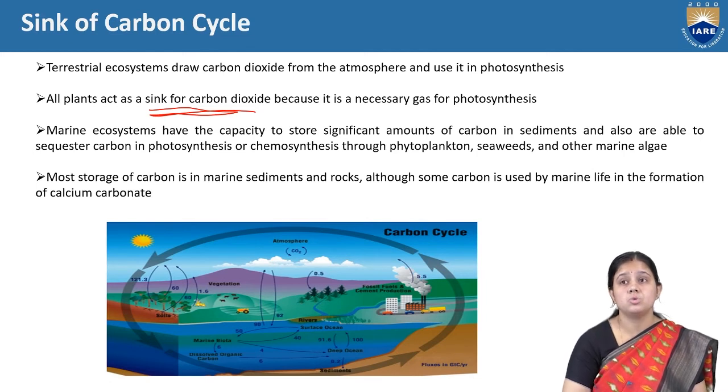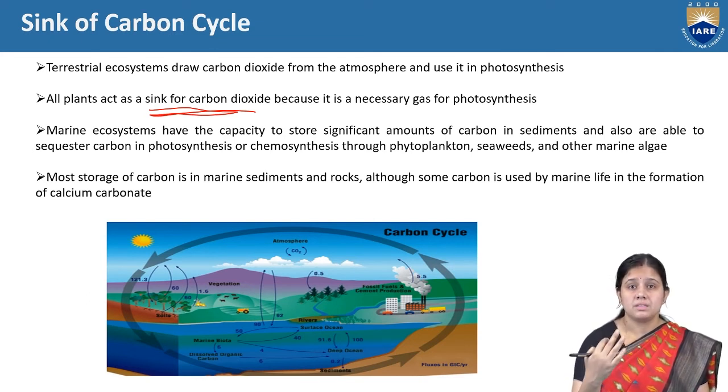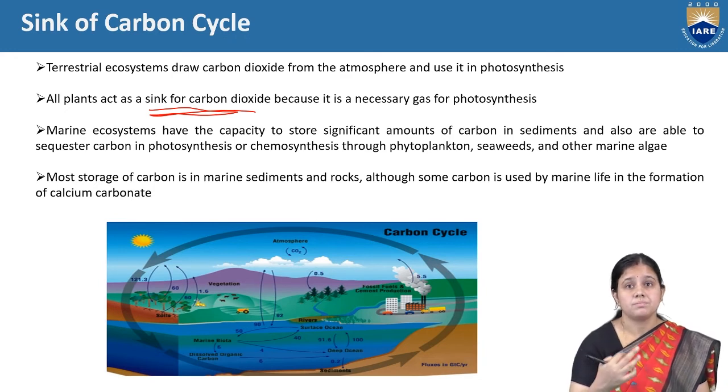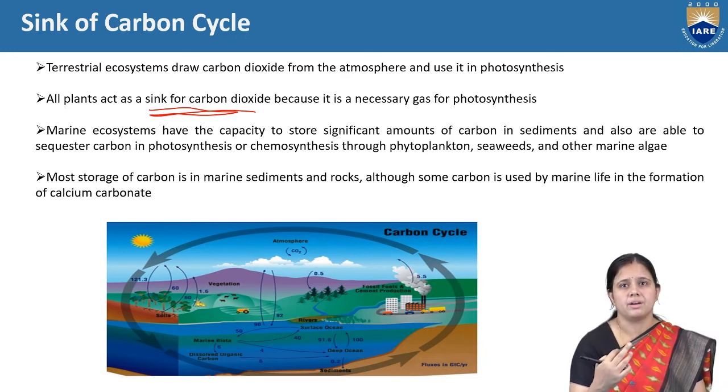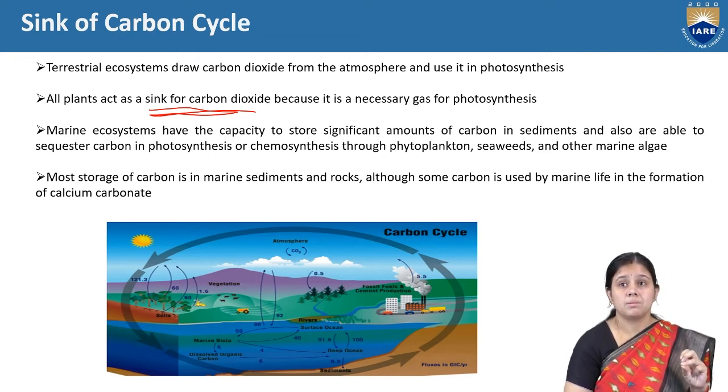And some carbon is used by marine life, like some zooplankton and some organisms present in the rock surface and in the seaweed. So these organisms make this carbon available in the form of calcium carbonate. This is the main story of the sink of carbon. Carbon is present in the terrestrial ecosystem, where the plant is acting as a sink for carbon dioxide. In the marine ecosystem, some algae are the main sink of this carbon, and the carbon is in marine sediments and rocks.